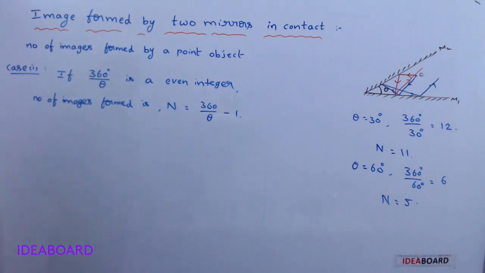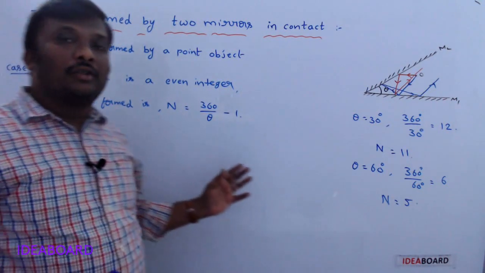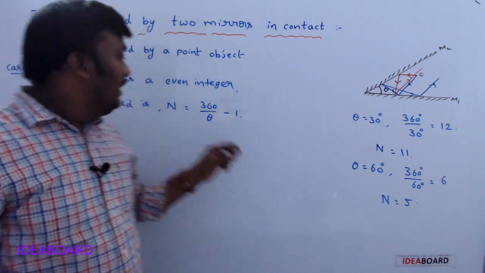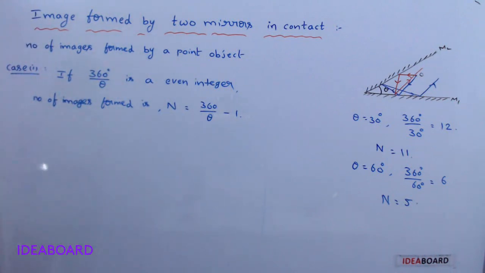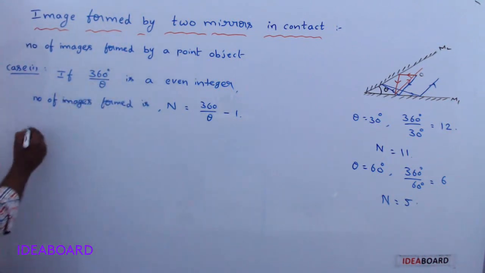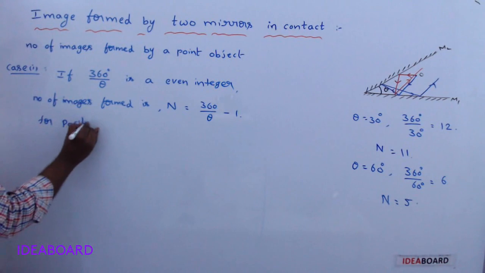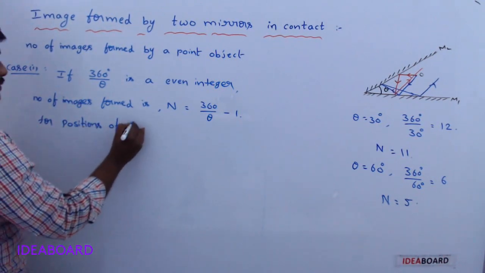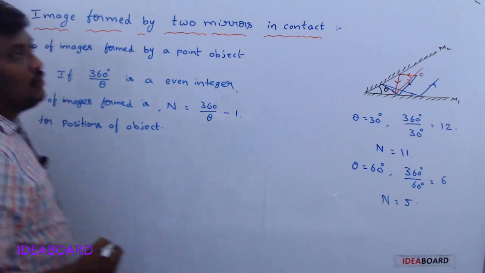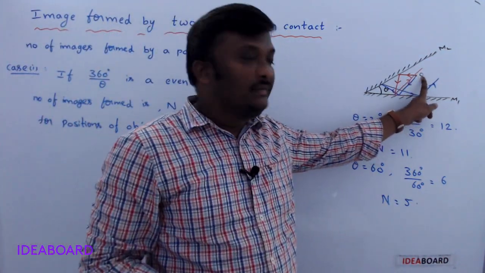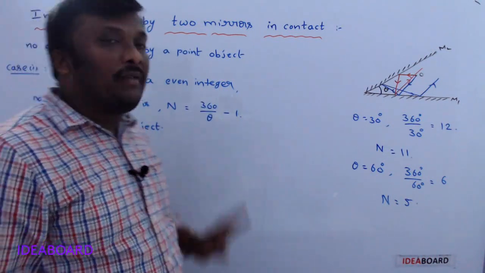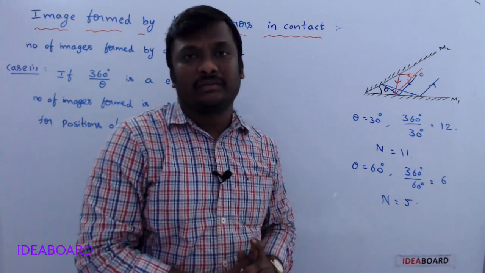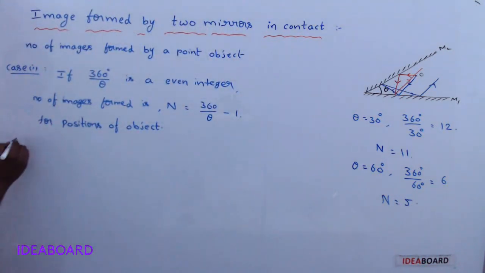So the number of images formed is n equals 360 by theta minus 1 if this value is an even integer. The important thing here is that the object is placed anywhere. So, irrespective of the position of the object, if 360 by theta is an even integer, the number of images is 360 by theta minus 1. Clear? Now, case 2.